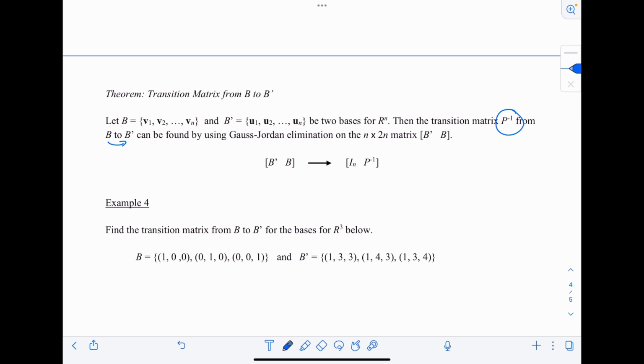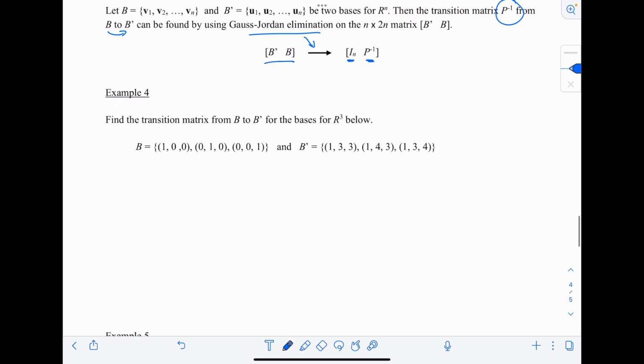And how do we do that? Again, we set up this adjoint matrix where we take B prime and B and create one matrix out of that, then use Gauss-Jordan elimination to get an identity matrix, and whatever's left is going to be our transition matrix, our P inverse.